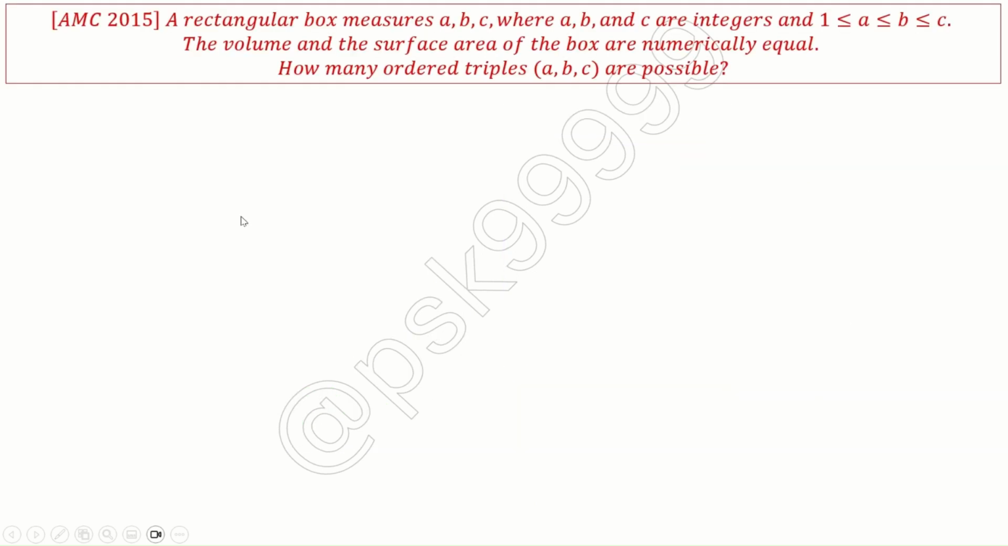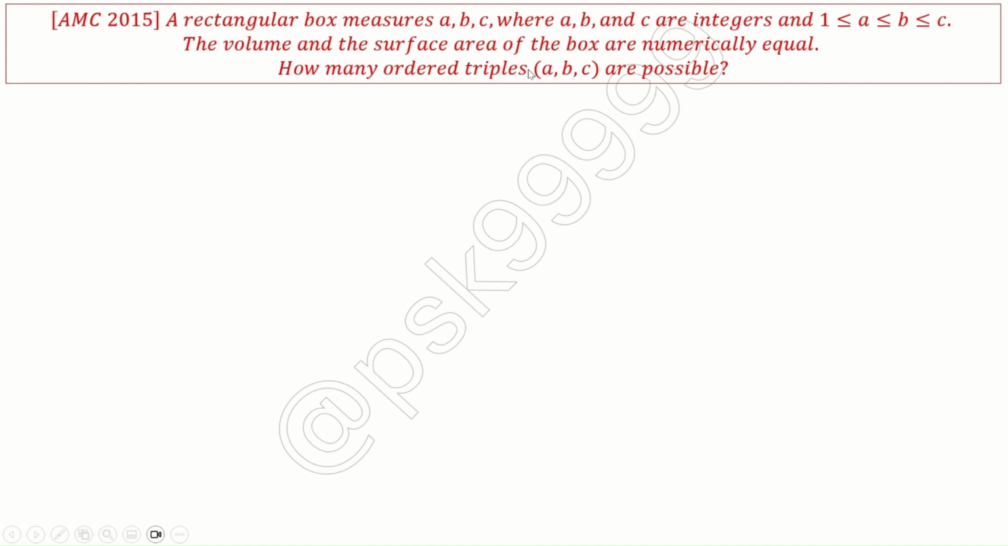Yeah, this is an interesting problem from AMC. A rectangular box measures A, B, C, three sides, I mean length, breadth, and height, where A, B, C are integers, obviously positive integers because these are lengths. And A is greater than or equal to B, greater than or equal to C. So he is already giving an order. You cannot change the order of A, B, C. You will only get one order.